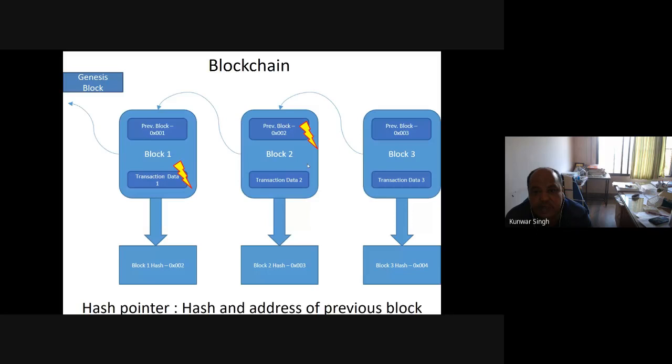So what it basically means is, if an adversary wants to tamper with any block, he has to change accordingly in all the blocks after that block. You have to change all the other blocks. That is not practical. So that's why it is called tamper resistant. One cannot tamper with it. Clear? One cannot tamper with it.